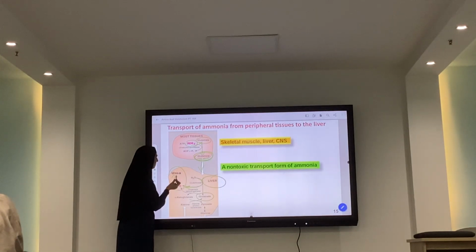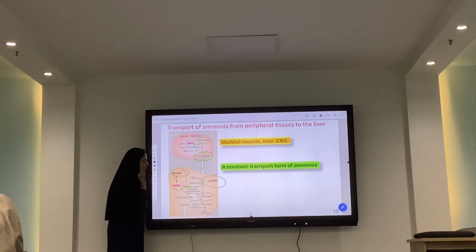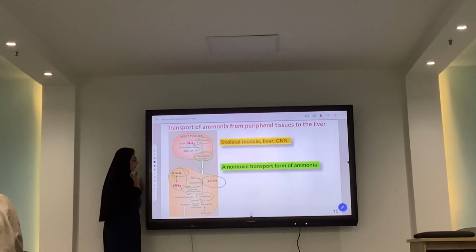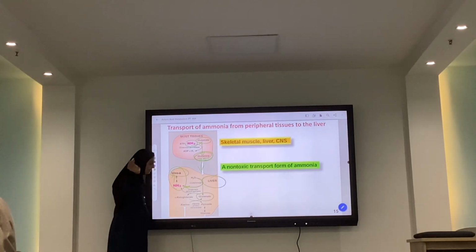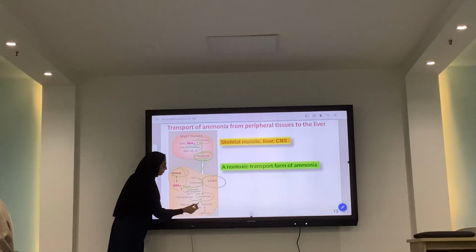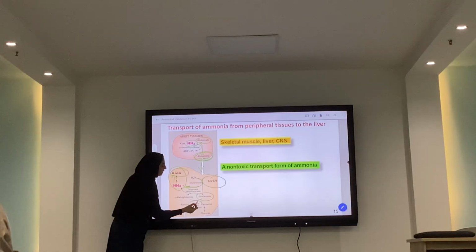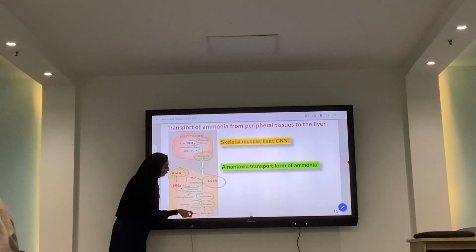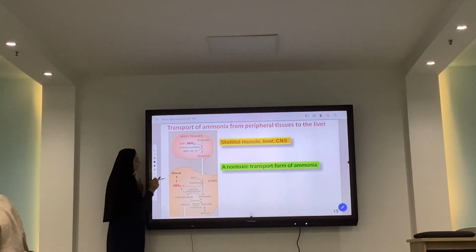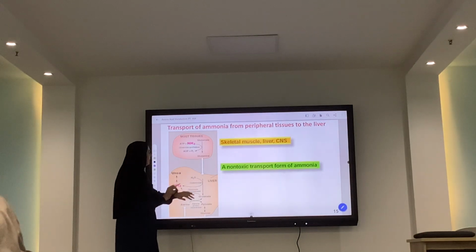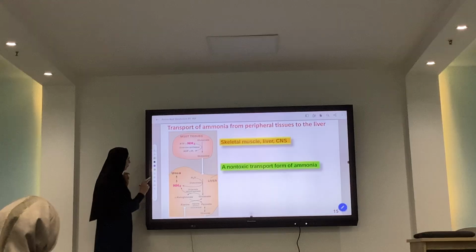The liver is the place where urea is produced and excreted from our body. As our friend mentioned, this glutamate and maybe this amino acid convert to pyruvate and glucose. I will explain a little bit about them. It is the way of excretion of amino acids.